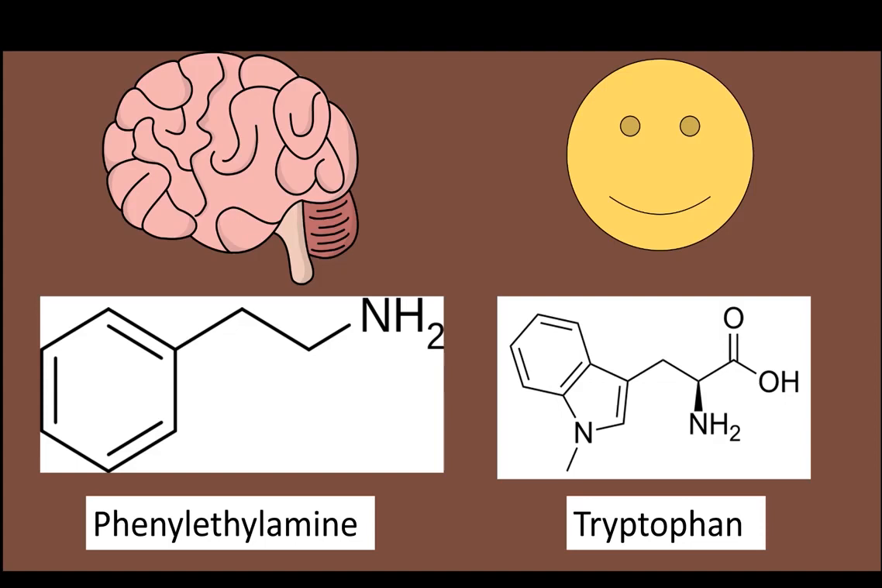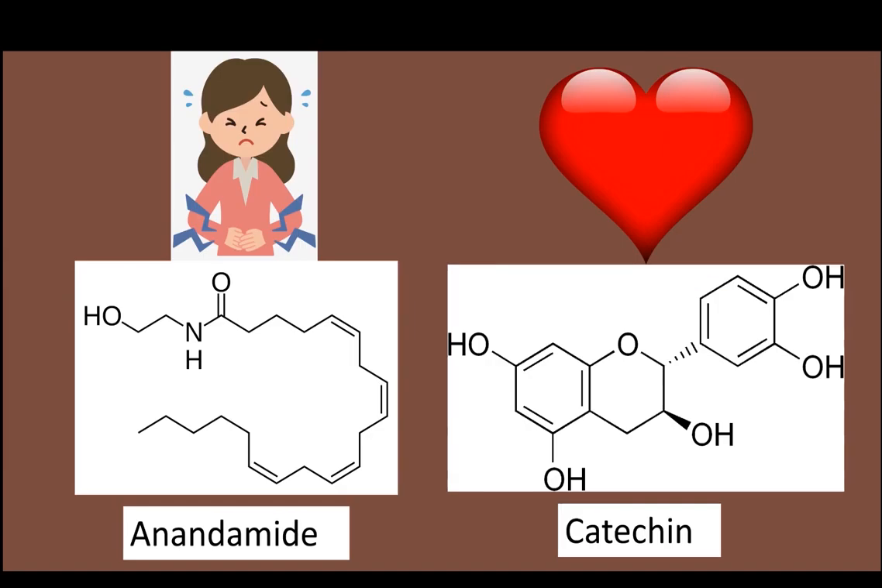Phenylethylamine keeps you alert and mimics the brain chemistry of being in love. The chemical tryptophan is linked to the production of serotonin, which produces feelings of happiness. The chemical anandamide helps block out pain, whereas polyphenols such as catechin act as antioxidants. Antioxidants help protect the body from free radicals. Free radicals are unstable molecules produced naturally by the body that can damage cells, causing illness and aging.